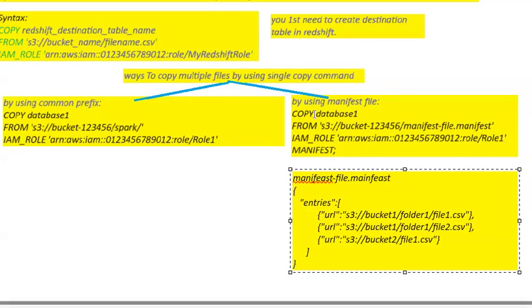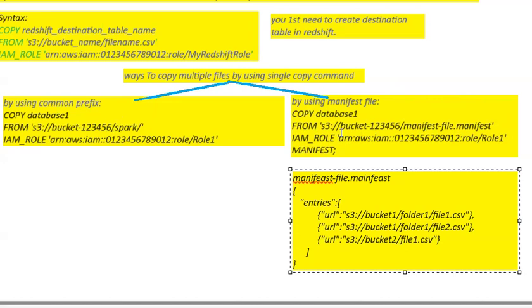So let us see by using the manifest file. Here, the only thing that you need to modify is, previously in the common prefix, you provided that prefix. But here you need to provide the manifest file which is present in your S3 bucket, and you must specify this manifest at the end.